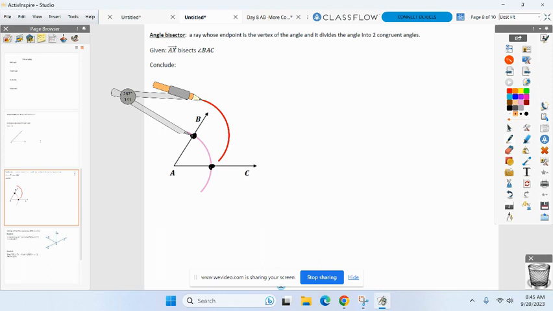Then put your compass point on the other point of intersection and make an arc so it intersects your previous one. So it looks like a little fireworks going on from your angle. So you're going from each point of intersection and making 2 arcs that intersect. And yep, now you can grab your straight edge when you're ready. Line up vertex A with that point of intersection and draw in your angle bisector.